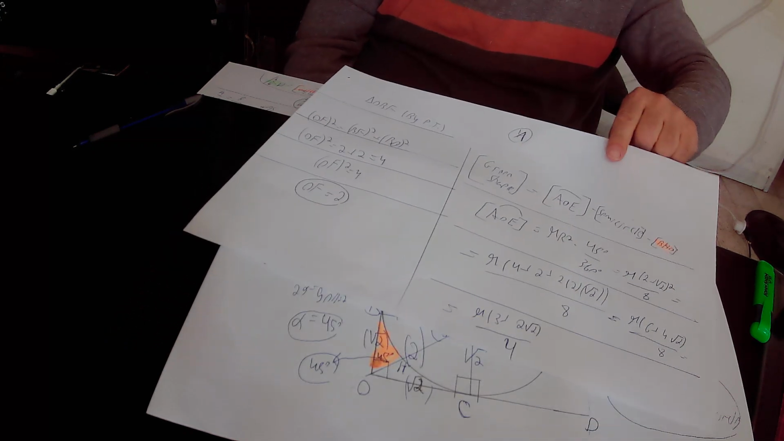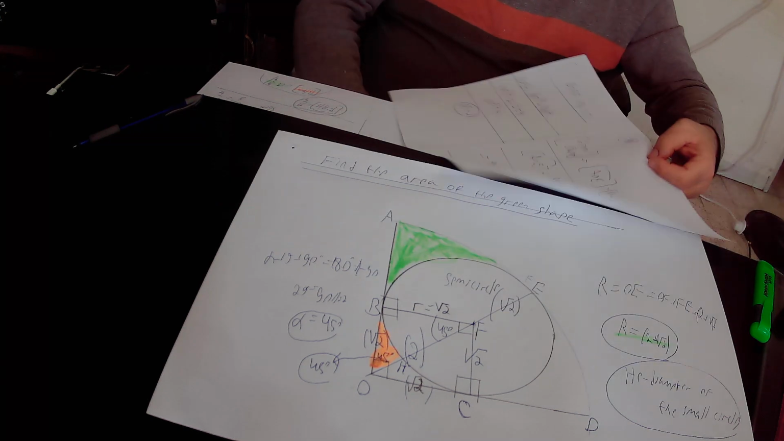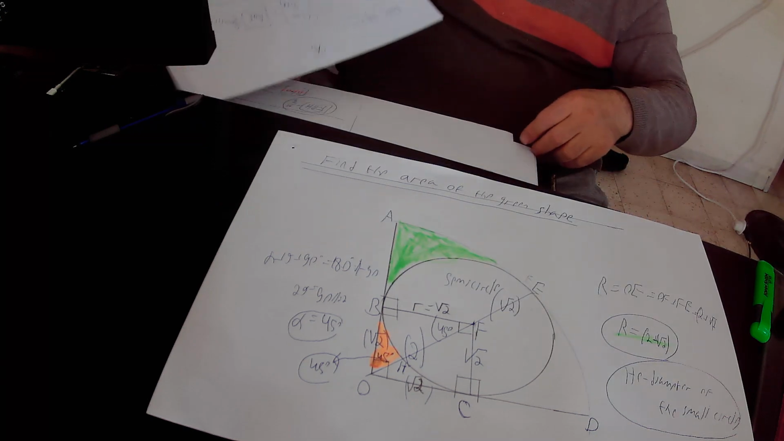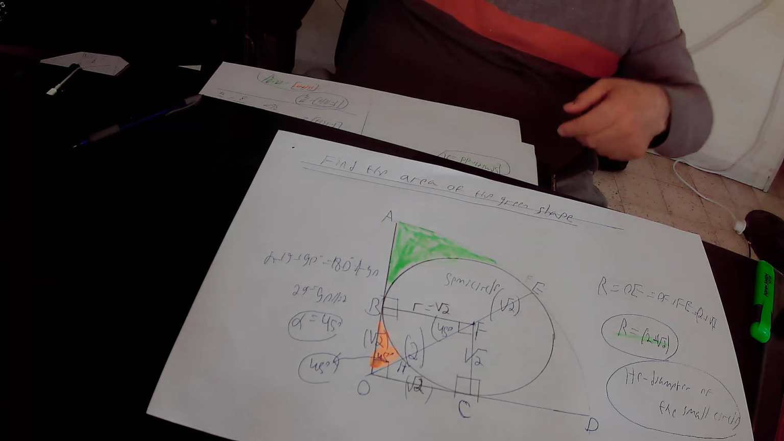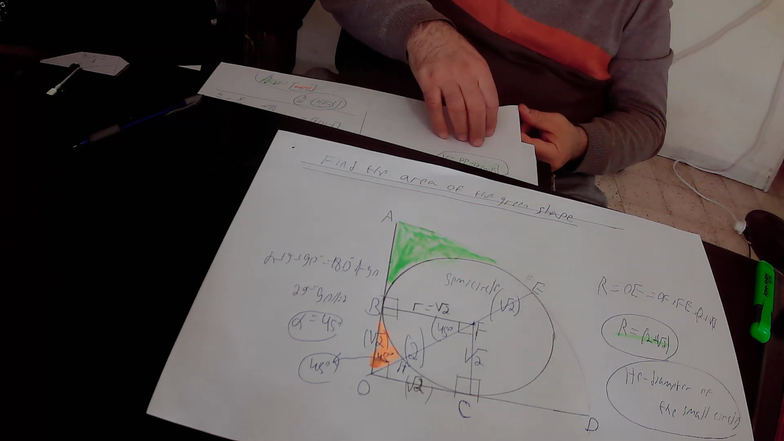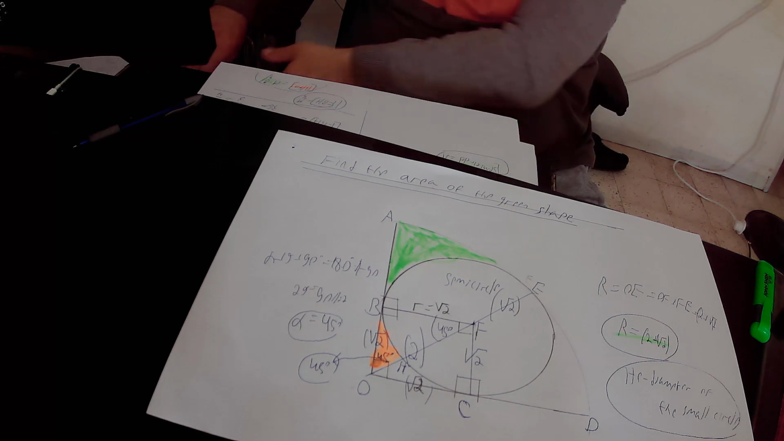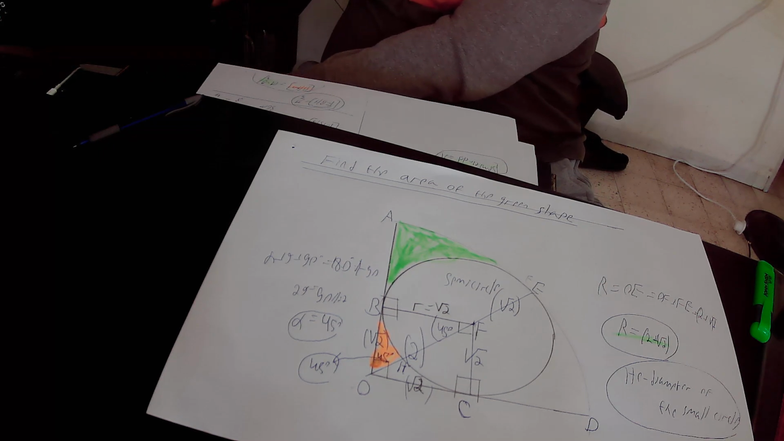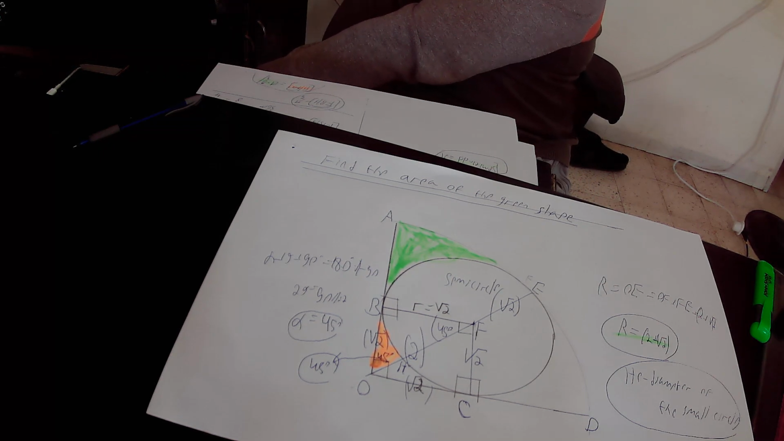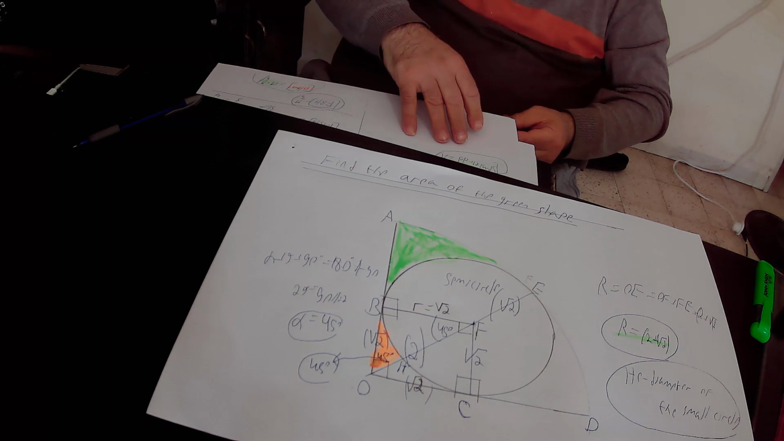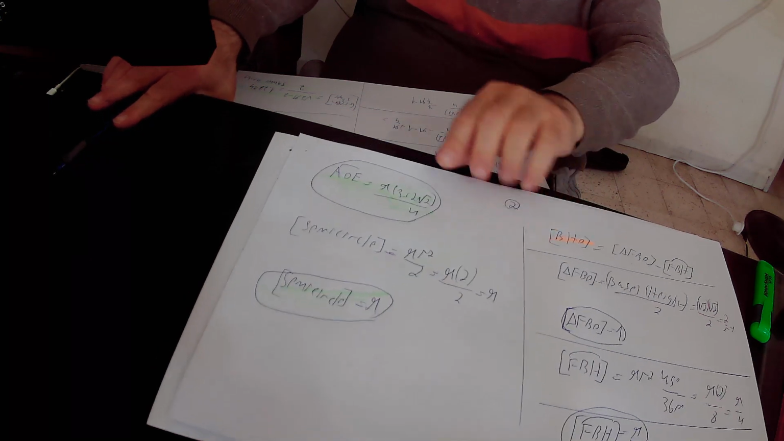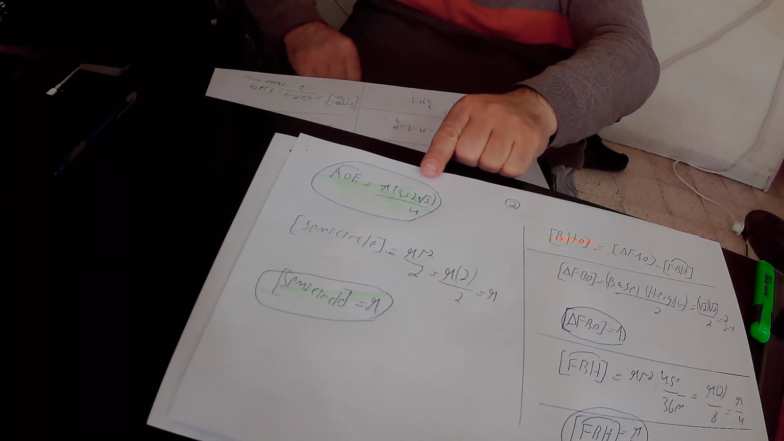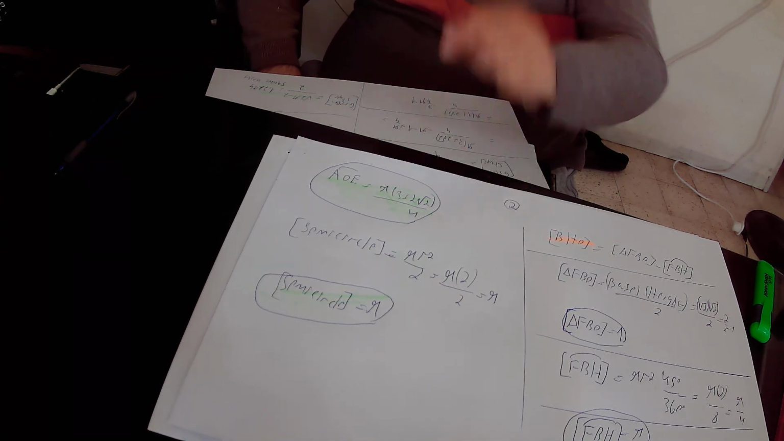Okay. In conclusion, we found out that the area of this big sector AOE equals pi times 3 plus 2 times square root of 2, over 4, square units.